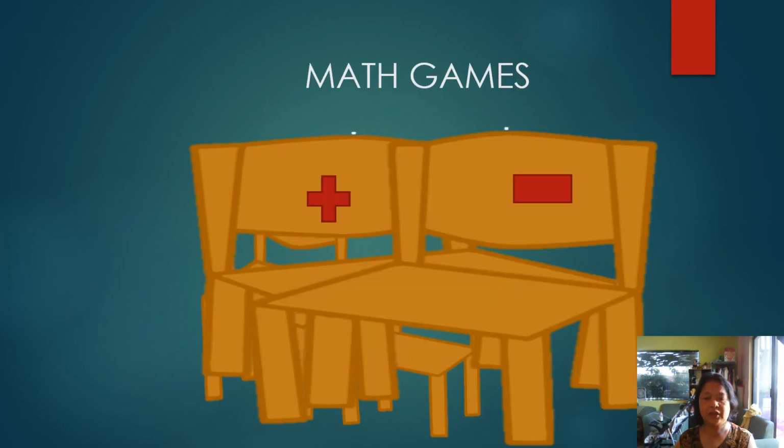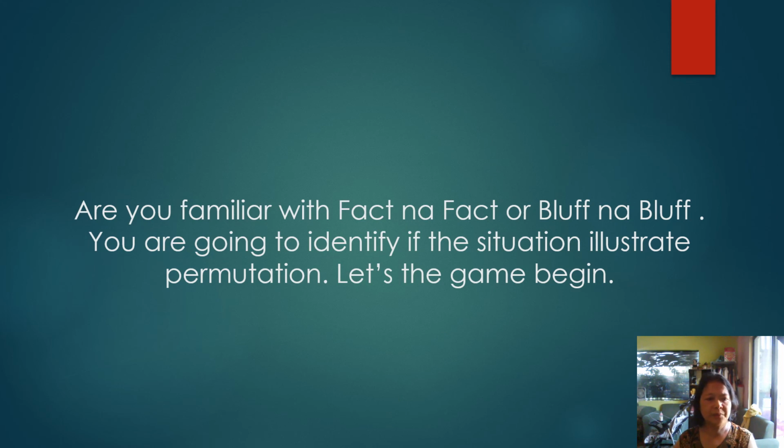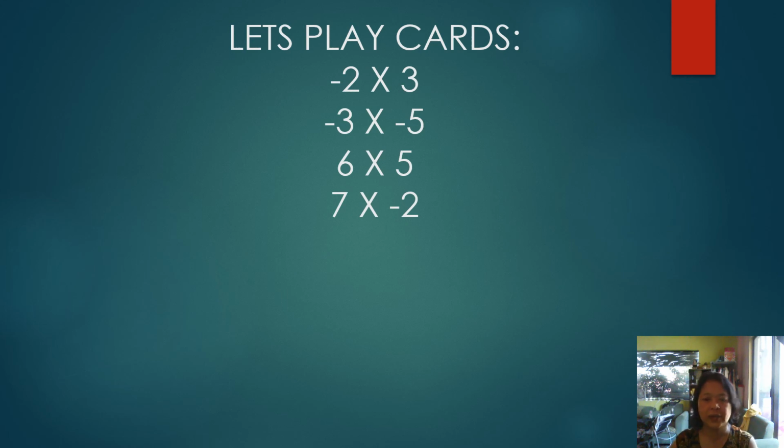So our math games. Are you familiar with the fact na fact or bluff na bluff? You are going to identify if the situation illustrates permutation. Let's the game begin. So first game, let's play cards. Number 1, negative 2 times 3. What is your answer? Very good. Next, negative 3 times negative 5 is?